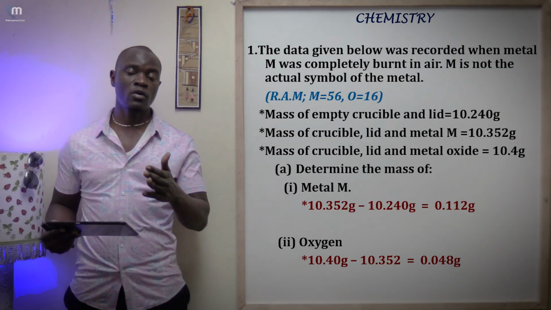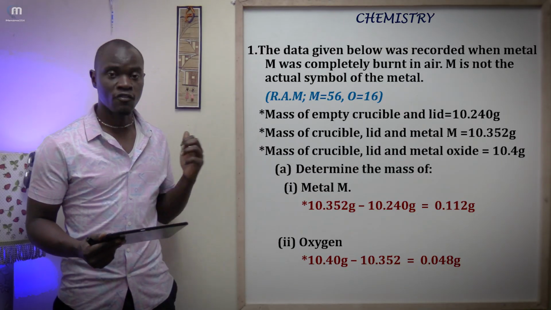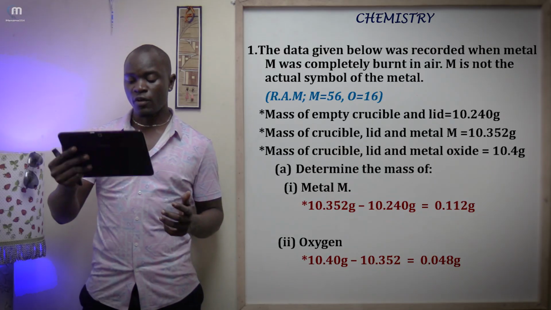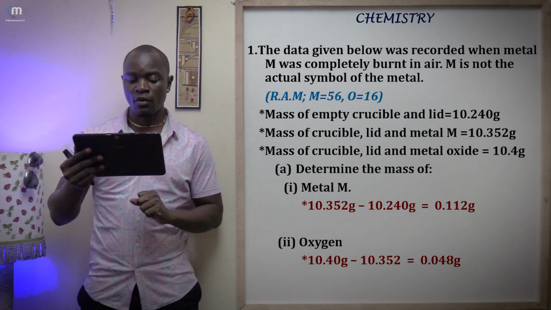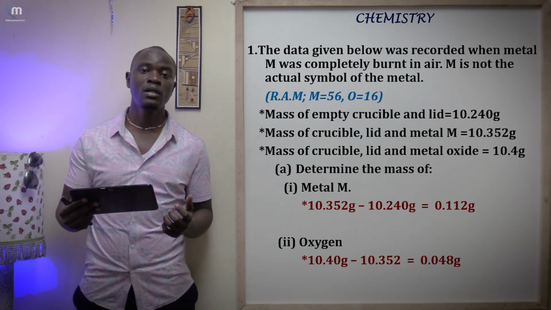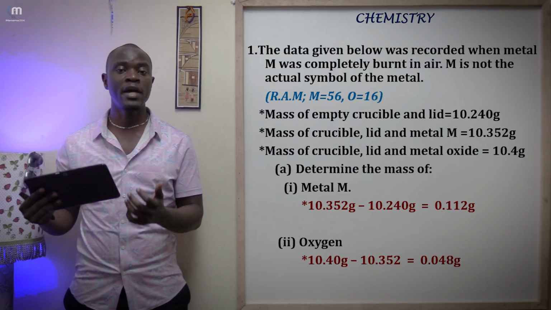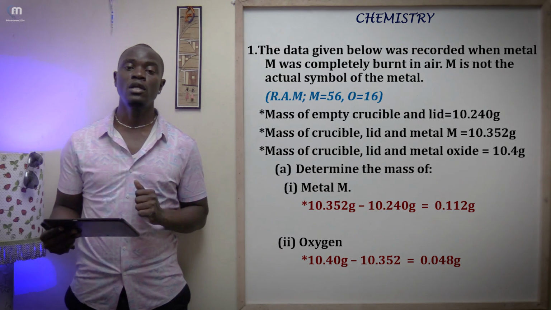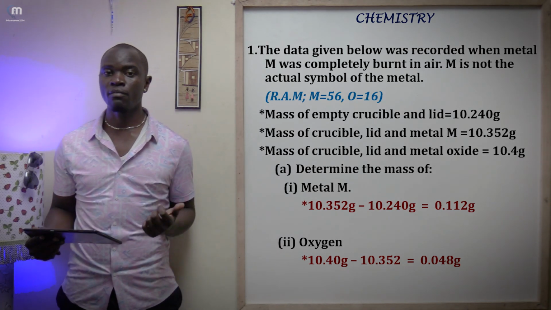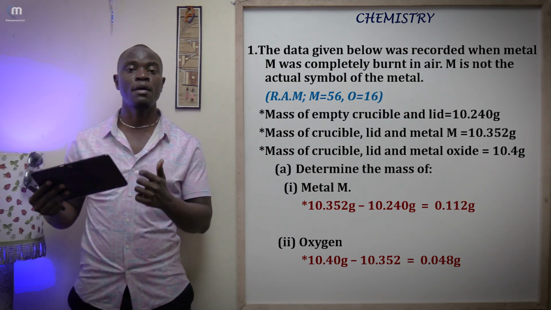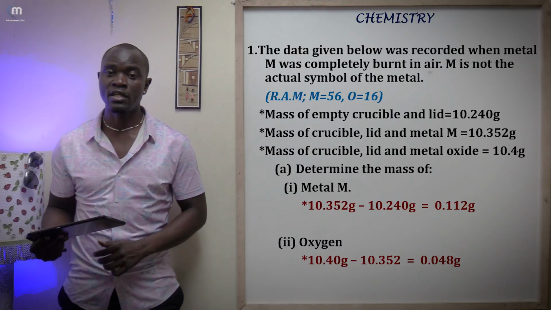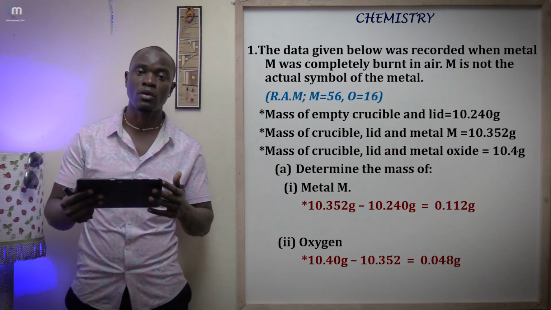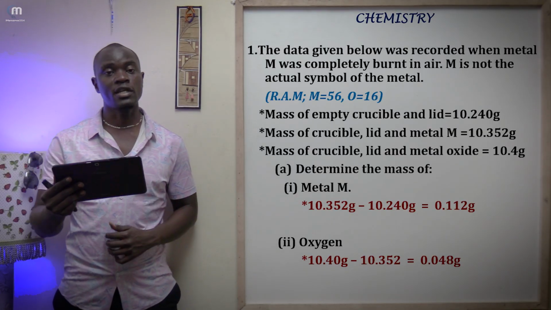The question is specific. They only want us to get the mass of oxygen and not oxygen gas. So how do we get the mass of oxygen? Again, we take the three pieces of information given about the masses. We take the mass of the crucible, the mass of the lid, and the mass of the metal oxide, which is the last information. Remember, this metal oxide is metal M which has now reacted with oxygen.